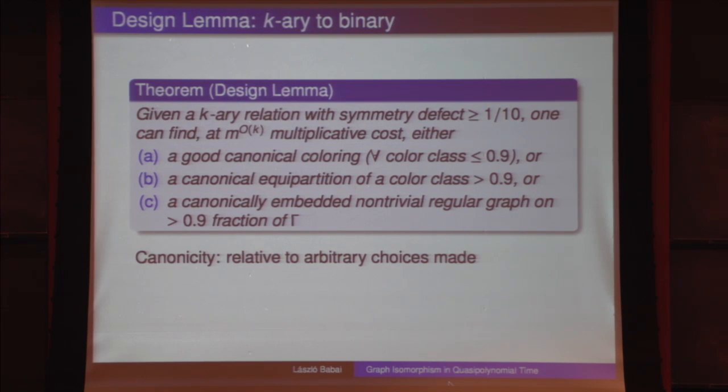Okay? And so here is the lemma that reduces the k-ary relations to binary. Assuming that we have a k-ary relation with non-negligible symmetry defect, say 10%, which means that no symmetric group greater than 90% can act on it, then at a multiplicative cost of number of points raised to the power essentially k, where k is the arity of my relations, either I can find a good coloring or a canonical equipartition of a large color class or a canonically embedded non-trivial regular graph on a large fraction. So this basically brings me down to that situation that I described before. And then once I am down there, then I can use split or Johnson, and that brings me down to the three possibilities: good coloring, good partition, or Johnson.